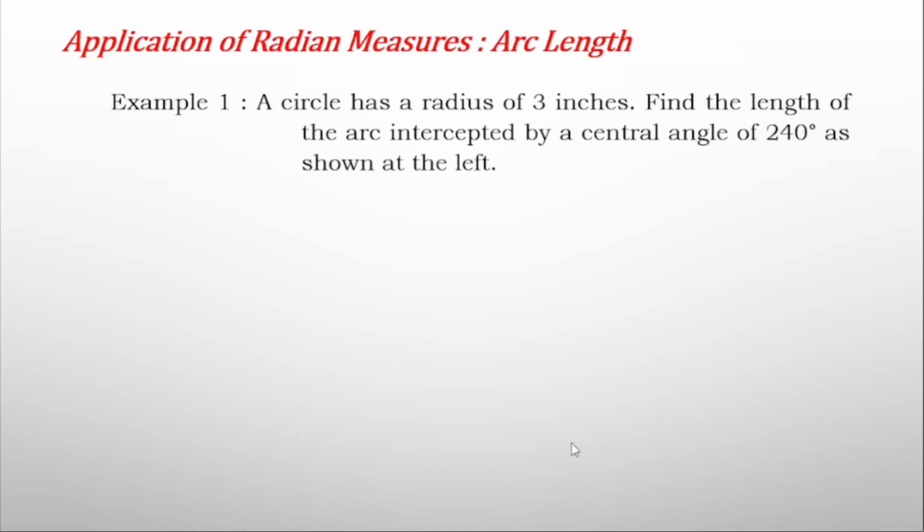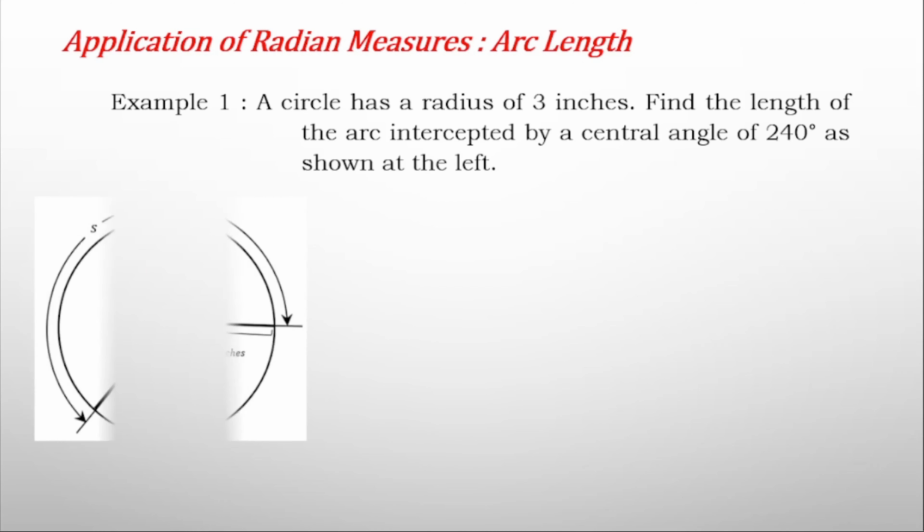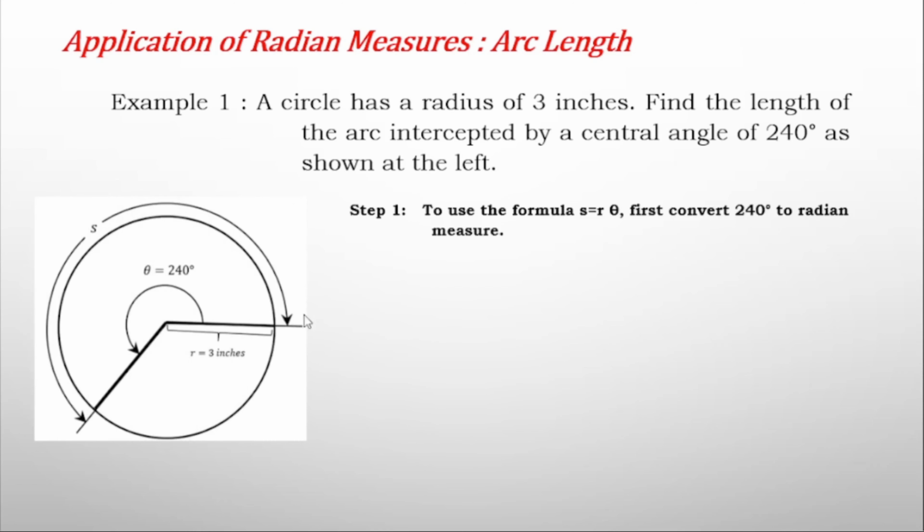Example number 1. A circle has a radius of 3 inches. Find the length of the arc intercepted by a central angle of 240 degrees as shown at the left. As what you can see, this is now our angle measuring 240 degrees, which is equal to the theta, and this is now our arc with the radius of 3 inches. So what we are going to do is to use the formula s is equal to radius times the central angle theta.